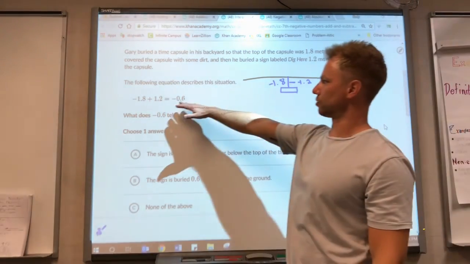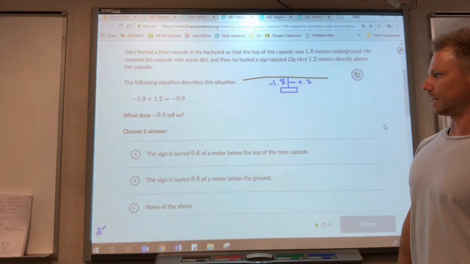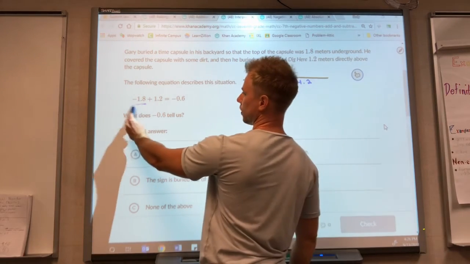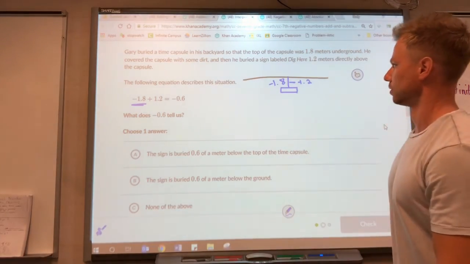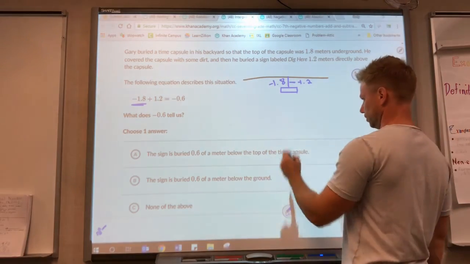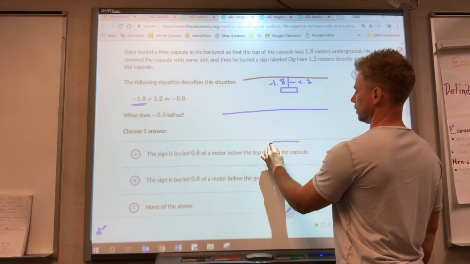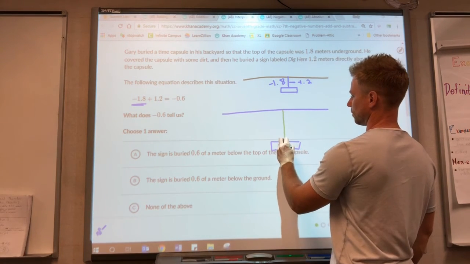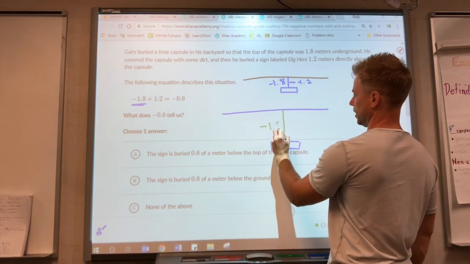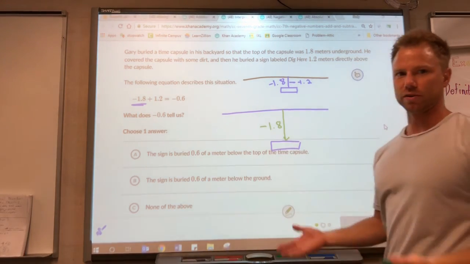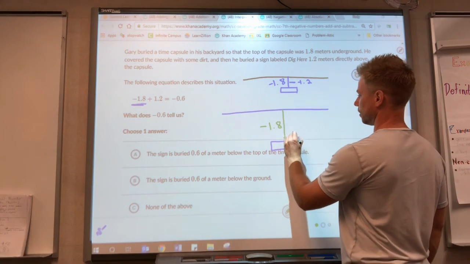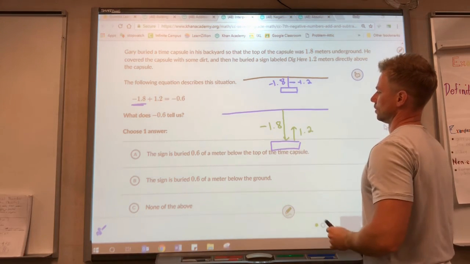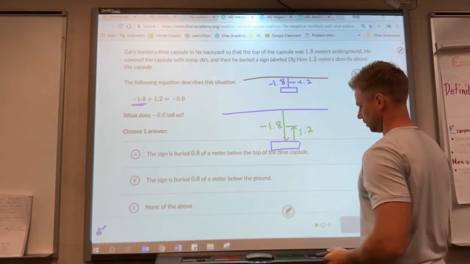Okay, the following equation describes this situation. What does -0.6 tell us? Okay, so this would be how far underground the time capsule was. So I'm going to draw this picture a little bit bigger. Here's our ground. Here's our time capsule. So it seems like we start going down. And that would be -1.8. But then he fills it up with dirt. So we actually go up 1.2. Okay, and then this is where the sign is.